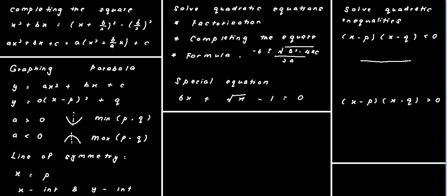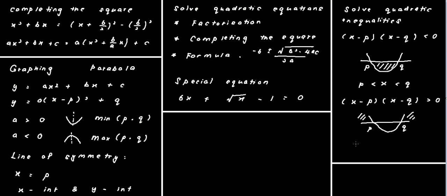Okay, so what we need to do is sketch a parabola graph. We assume that the horizontal line here is our x-axis. Your smaller number goes on the left-hand side, and the bigger number on the right-hand side. If your equation is less than 0, which means your y is less than 0, it will be all the values here. After you solve it, you will get an x that is less than q and greater than p.